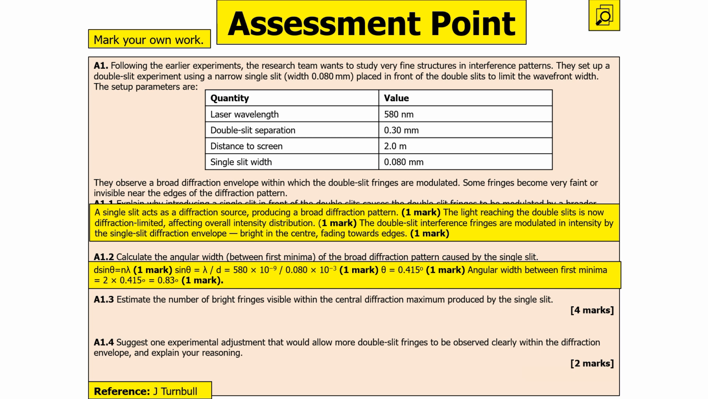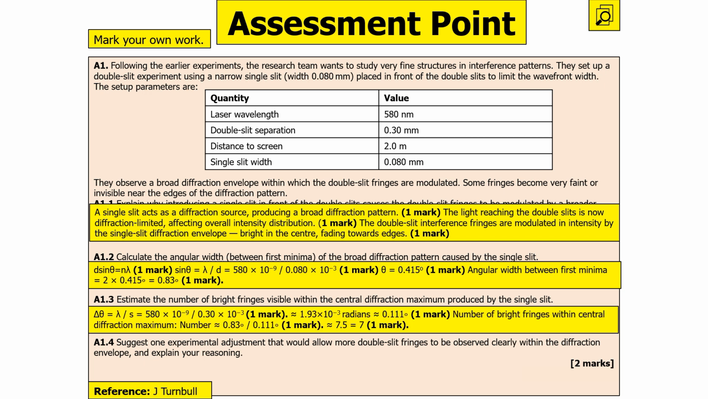We know d sin theta equals n lambda, so we can pop it all through. We get theta to equal 0.415. The angular width is between the two minima on either side of the central maxima, so you double it, it's 0.83 degrees. Now we know change in theta equals lambda over s, so you can pop in the values and we get it to be 1.93 times 10 to the minus 3 radians, which is 0.11 degrees.